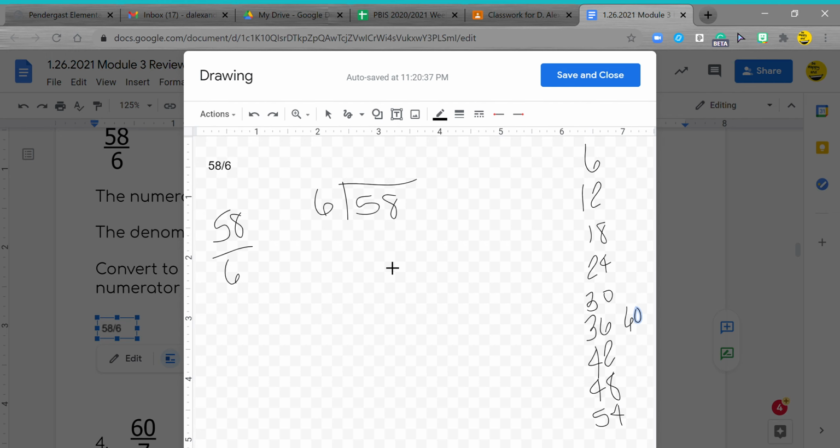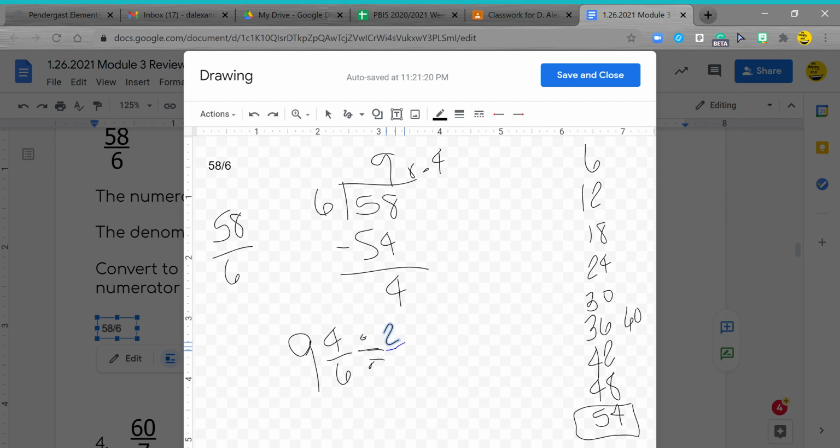So we have 58, so I'm going right here. I'm going to count 1, 2, 3, 4, 5, 6, 7, 8, 9. I can take 9 sixes out, which gives me 54, and I subtract, and 8 minus 4 is 4. So I have a remainder of 4. So here I have 9, and it's 4 over 6. But the problem is this fraction, I can take 2 out of it. So I'm going to divide 2 out of both of these.